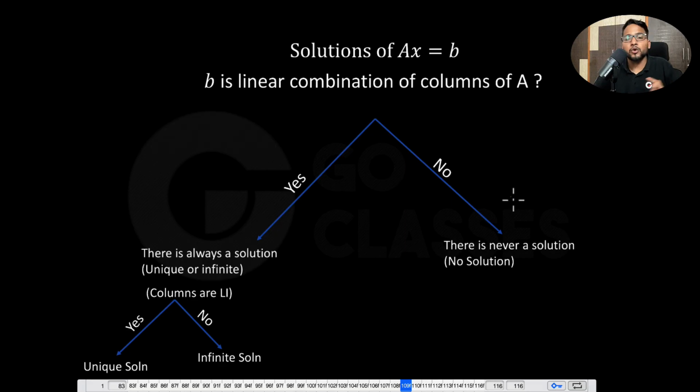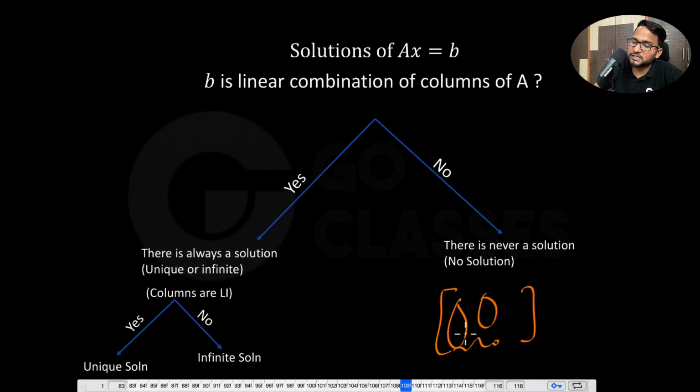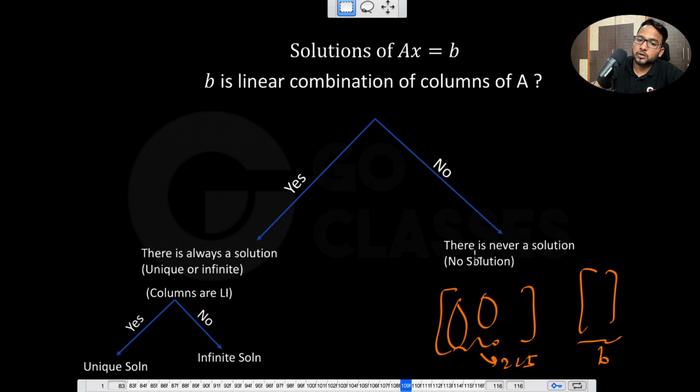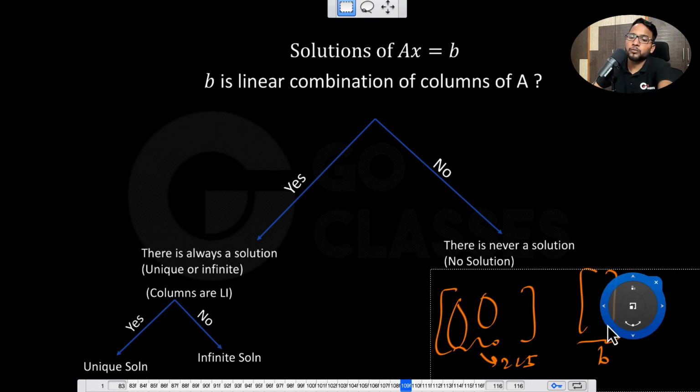Okay, now you might ask what if the columns are linearly independent? No, it doesn't matter. Suppose in R3 you have just two columns which are linearly independent, it doesn't matter. But if this B, whatever is given to me, is not a linear combination of columns of A, then you can never ever have the solution. Okay, cool. So let's go to the next video to prove this extension.